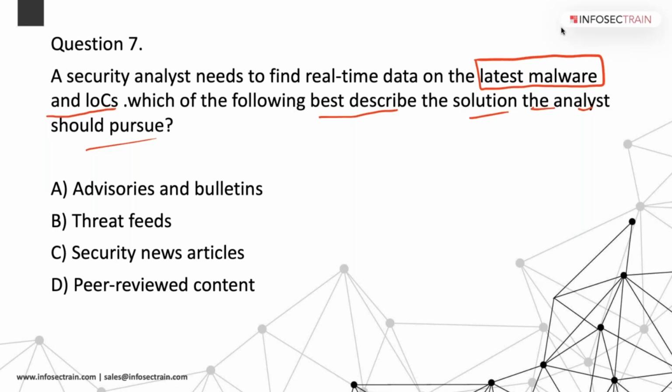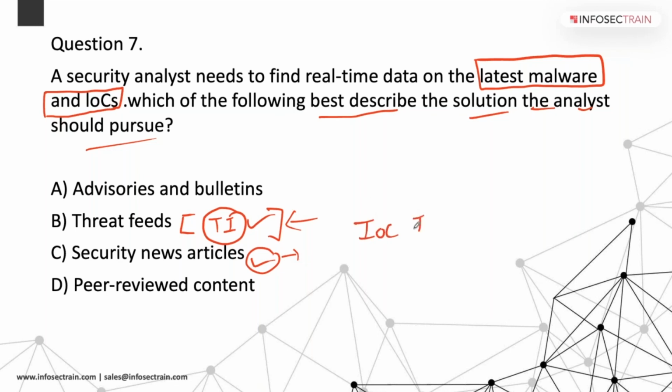The people who work in your SOC will be more familiar with this, because they work with it. Here they have written the threat feed, and your answers are right. These are threat intelligence, TI. Threat intelligence based feeds will give you the latest IOCs, indicators of compromise. If you think about security news and articles, they will tell you the name, but how do you identify the indicators of compromise, the IP addresses, the URLs, the signatures related to that threat? That will be given by the threat feed only. So this is the right answer for this question.